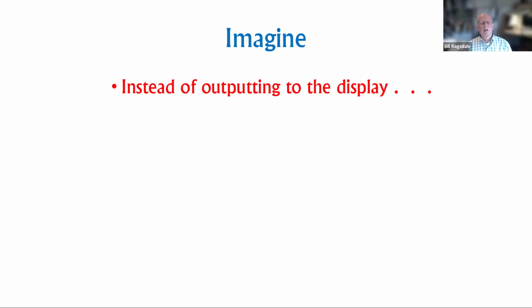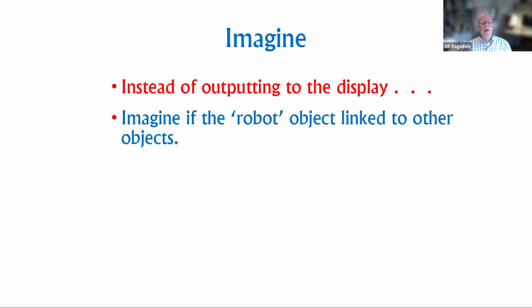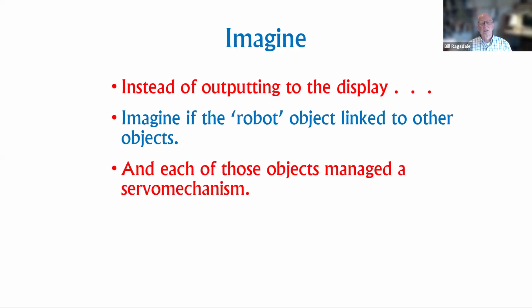So, to summarize, use your imagination. We did a very simple example today, all on one block of code. It simulated actions of generating a robot, teaching and learning, but instead of just outputting those actions to the display, imagine if the robot object, the commands link out to other objects. So it would pass methods to the other objects.